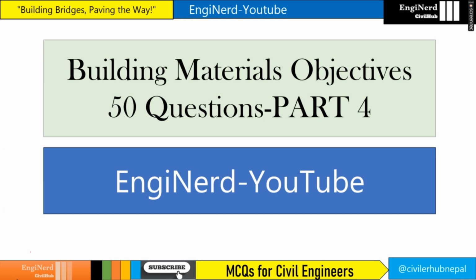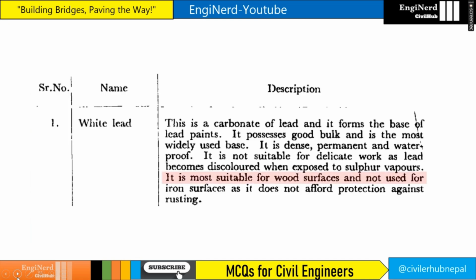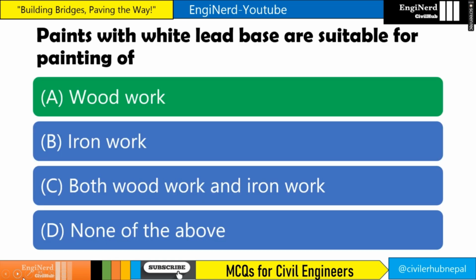Let's start. The first question: paints with white lead base are suitable for painting of woodwork, ironwork, both, or none. If you see here, white lead is most suitable for wood surfaces and not used for iron surfaces because it does not afford protection against rusting, right? So our answer will be woodwork.